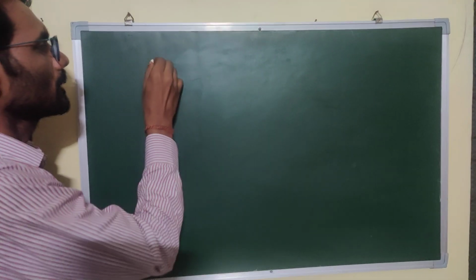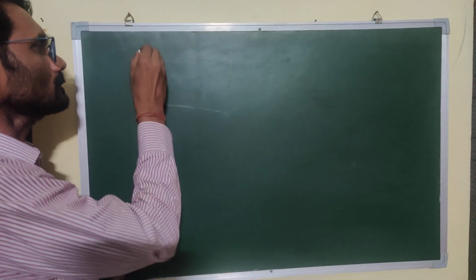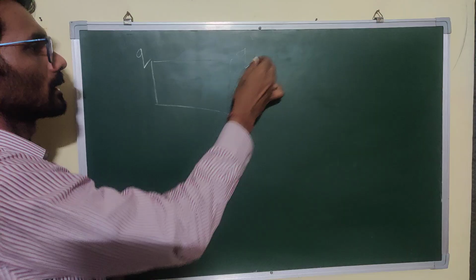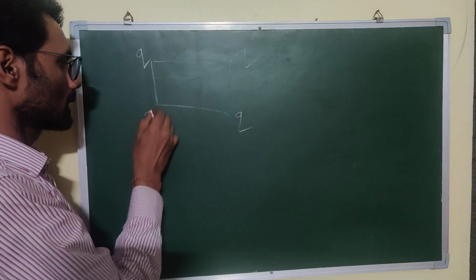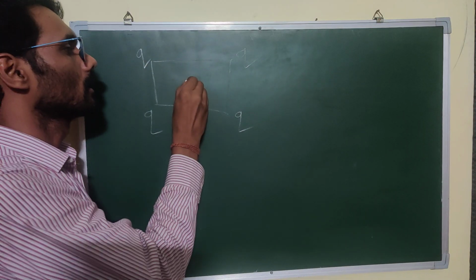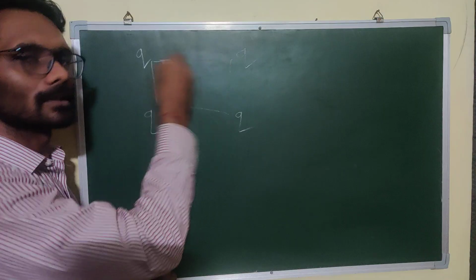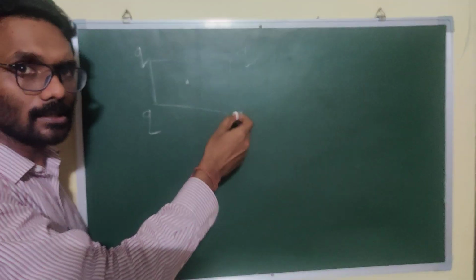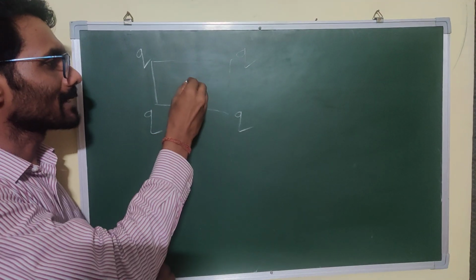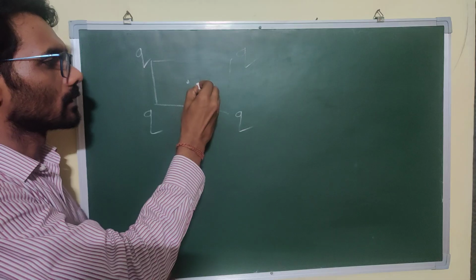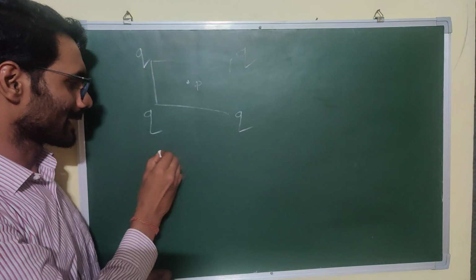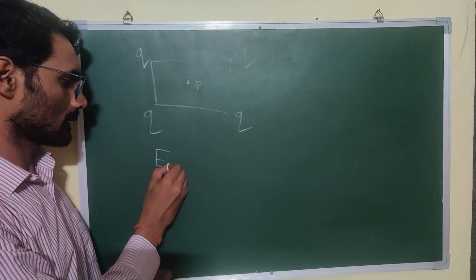Suppose a square is there and charge Q is placed at each corner. At the center of the square, a point P is there. Find out the net electric field at this point.